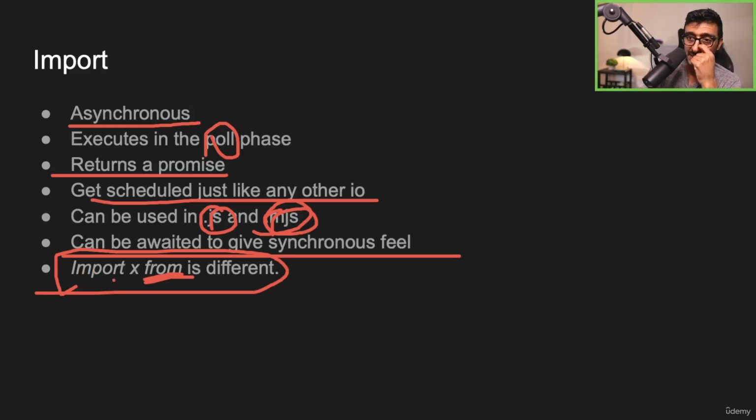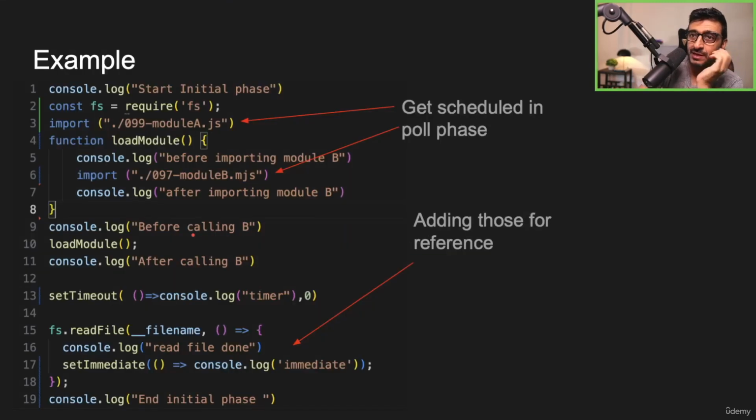If you have code that says import X from, it's not gonna return a promise. It's actually gonna evaluate. And guess what? From my testing, and it depends on the Node version you're using, I'm using 22, right? It's gonna load at the very, very start of the initial phase, before your first console message gets printed. We'll see that in a minute.